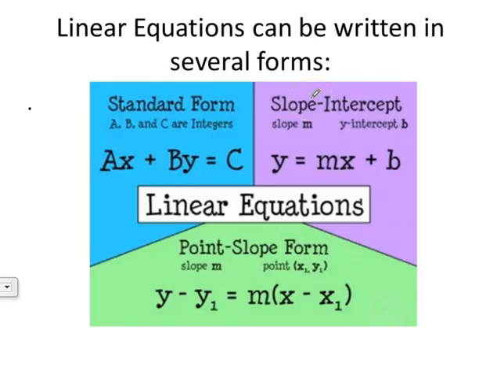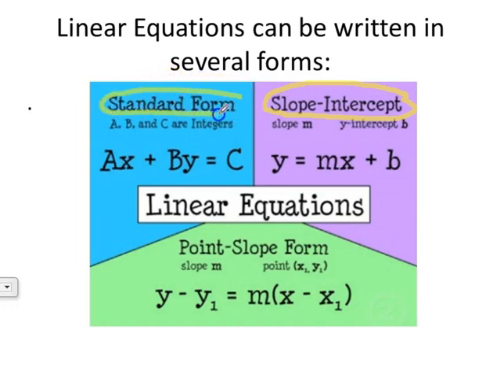Linear equations. So we know linear equations are equations that when we graph them, we get a straight line. And we can write linear equations in several forms. So you're probably most familiar with slope-intercept form. So let's review all the different forms. Slope-intercept form, y equals mx plus b, where m represents the slope and b represents the y-intercept, where the line will cross the y-axis.